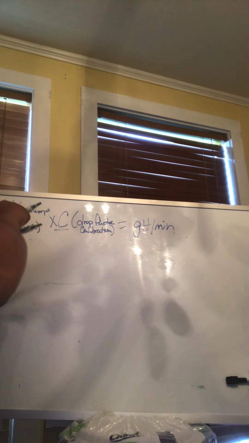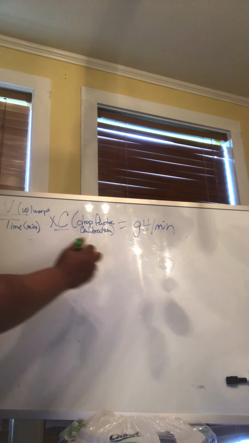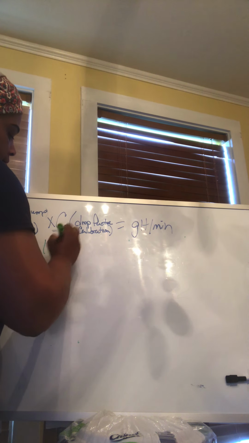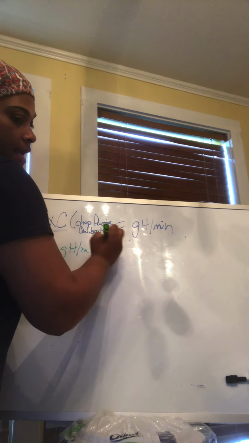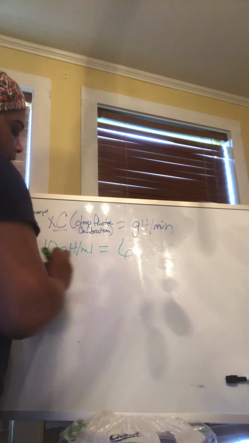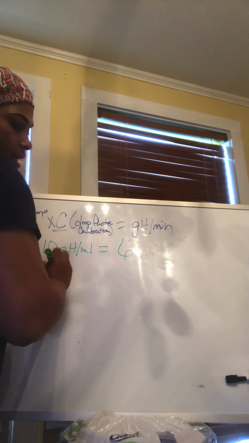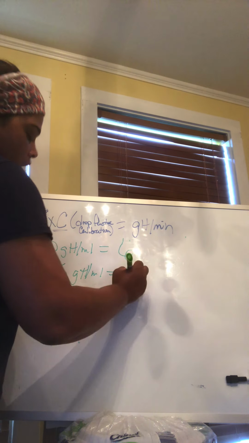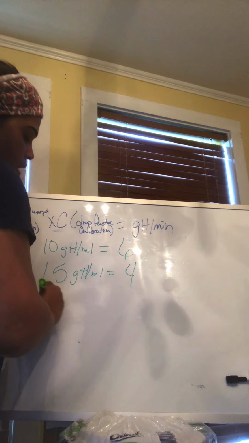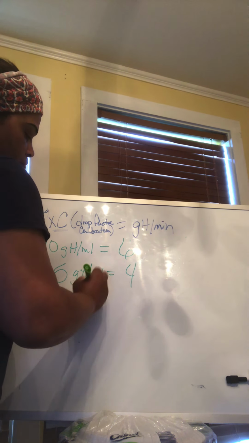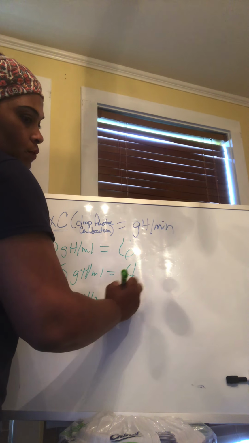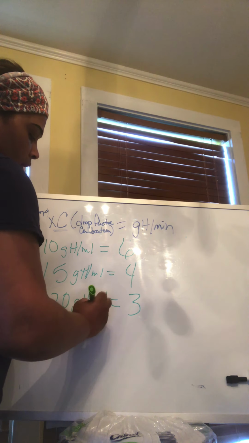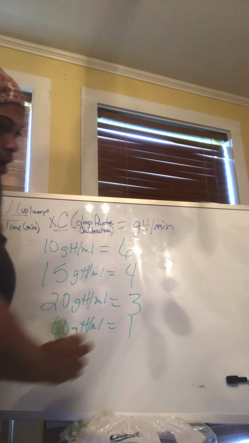And so, with the drop factor constant, 10 drops per milliliter equals 6. 15 drops per milliliter equals 4. 20 drops per milliliter equals 3. And 60 drops per milliliter is always going to give us 1.